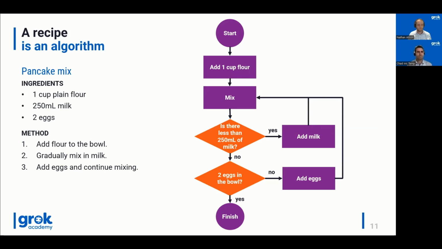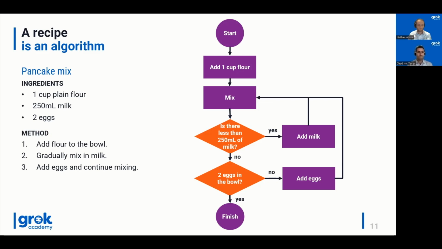So on the left, we can see it looks like a recipe book, and there is a precise description of the steps that you need to follow down in the method. So add flour, gradually mix in the milk, and add eggs and continue mixing. And we know the amounts because we can see up in the ingredients.